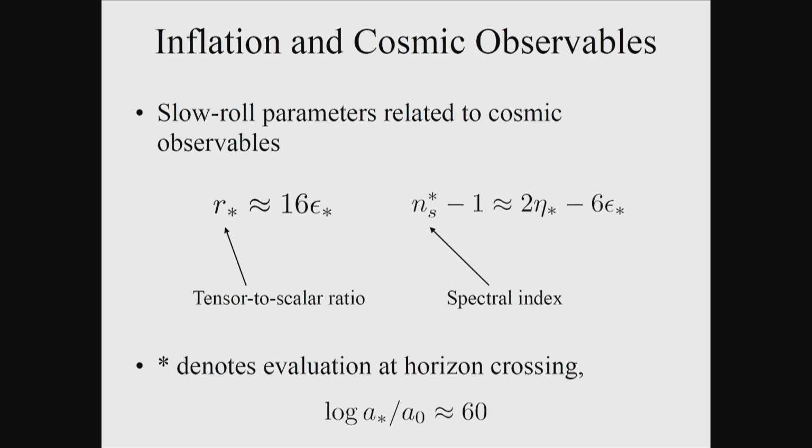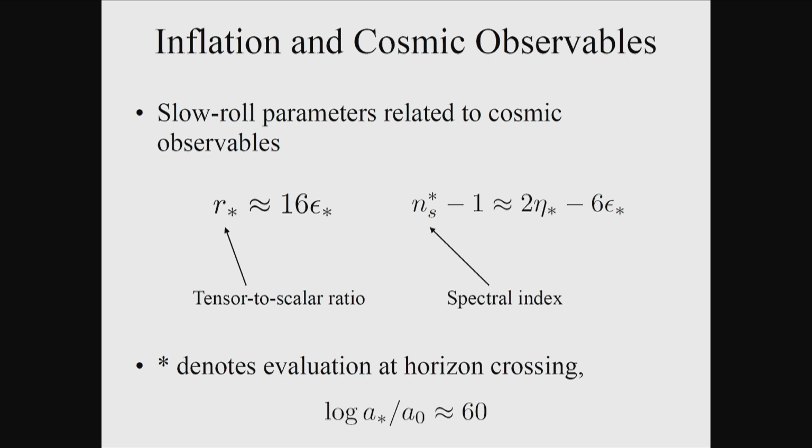These slow roll parameters can be related to cosmic observables, so things that you can actually go out and measure with telescopes, looking into the far regions of the universe. And so the tensor to scalar ratio r and the spectral index n_s are sort of the two observables that will be important for us today. You can see that they're related very simply to these slow roll parameters, epsilon and eta.